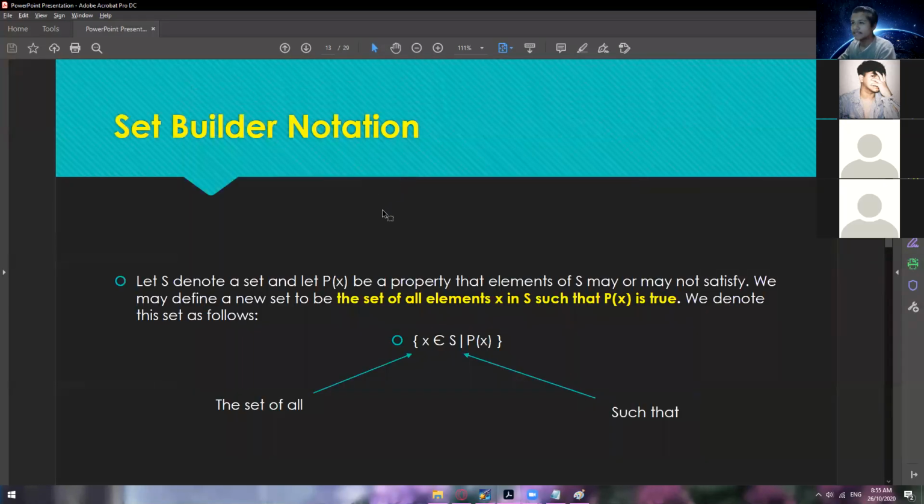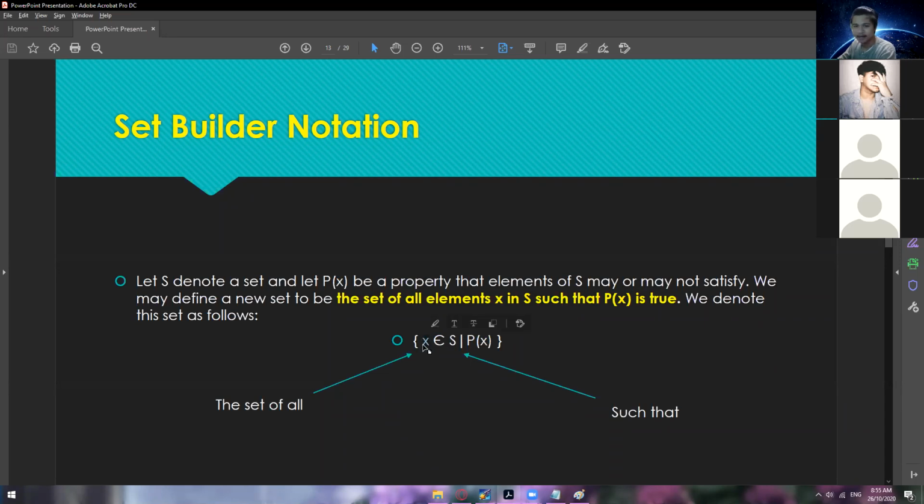Okay, so the next one is set builder notation. Okay, so kung kanina meron lang tayong notation, now meron tayong complete set builder notation. So we have here, let S denote a set and let P of X be a property that element of S may or may not satisfy. So we may define a new set to be the set of all element X in S such that P of X is true. So we can denote this one as this one.